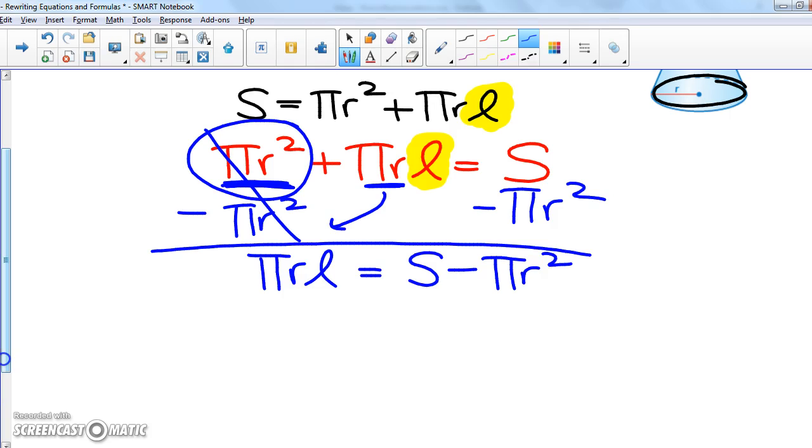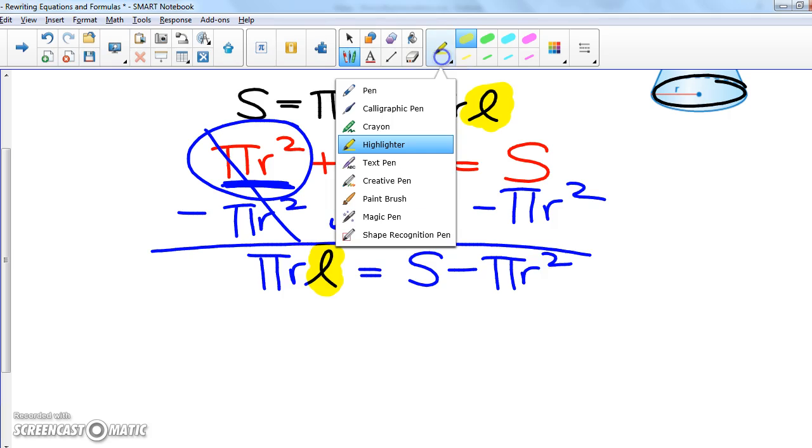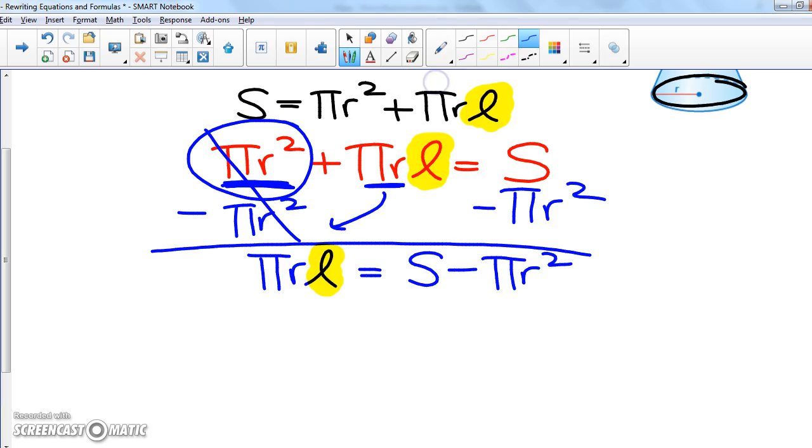Okay. Next step. Ask yourself, what's the operation on the left over here? Because clearly, if I want to get the L by itself, right, I need to get rid of pi and r. Well, pi r L really means what? Operation-wise, it means pi times r times L. So if it's being multiplied, what do we have to do?